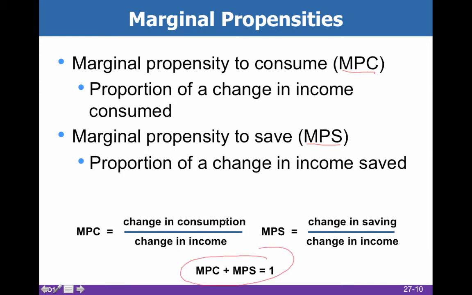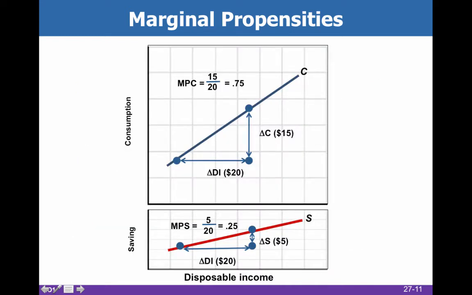So we get our change in consumption over our change in income. That will give us our MPC. Then our change in saving over our change in income will give us MPS. And you're going to see why this matters in a little bit.